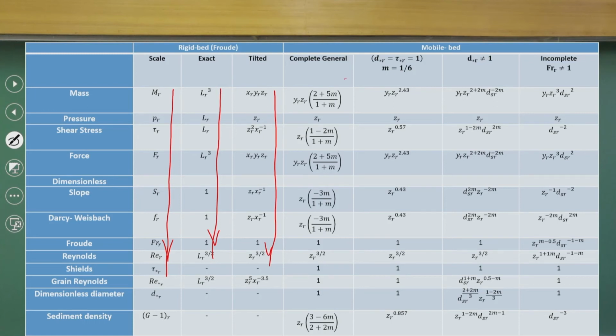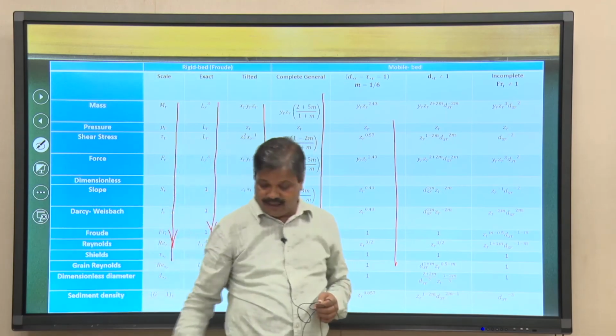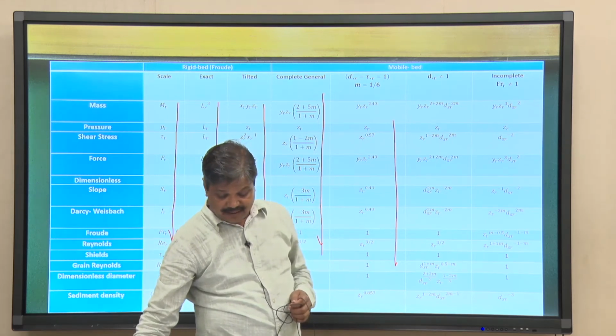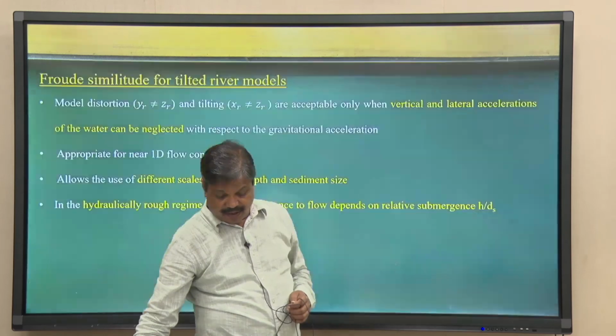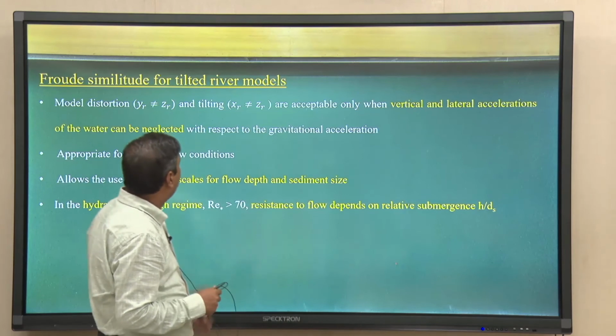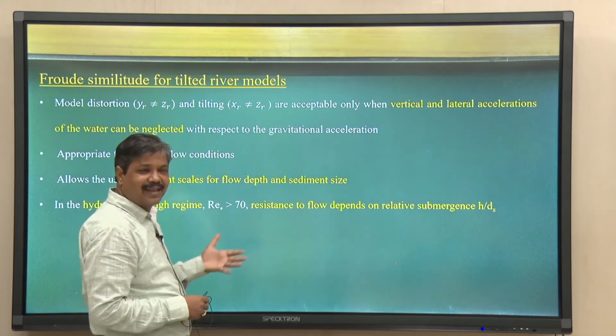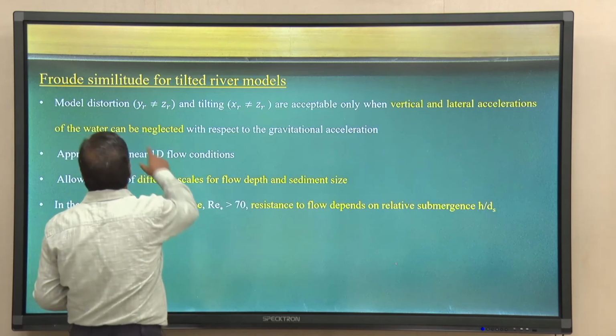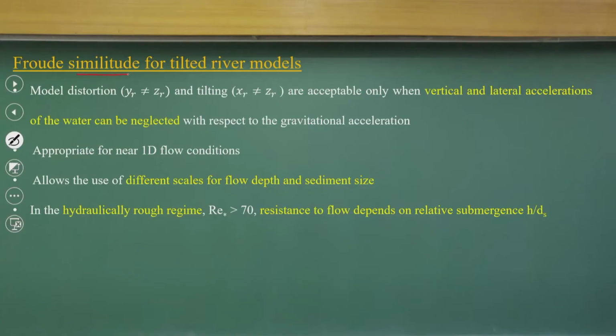In case of the mobile bed, we have different conditions of dimensionless diameters and the incomplete part, which we are not discussing here. So, if you try to look at these things, we can derive it, and that is the modeling part. Now, I will not be going into more detail, but I just put it as empirical nature, but you try to derive it when you do the Froude similitudes for tilted river models.